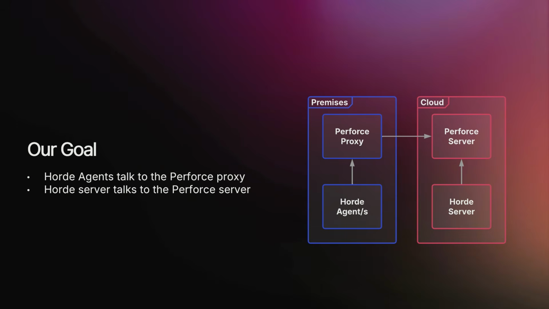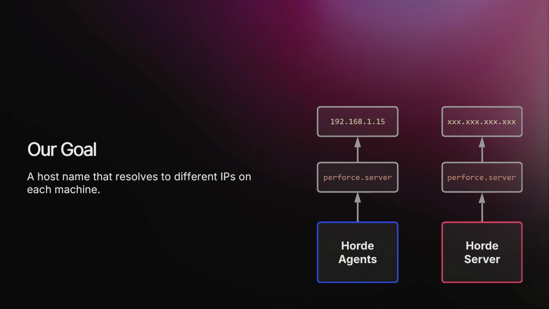So what we want to achieve is something like this, where we have our agents talking to the Perforce proxy, but our Horde server is talking directly to our Perforce server. So to achieve this, we'll need a host name that resolves to different IPs on each machine. On our agents, this host name will resolve to the IP of our Perforce proxy, and then on our Horde server, this host name will resolve to the IP of our Perforce server.